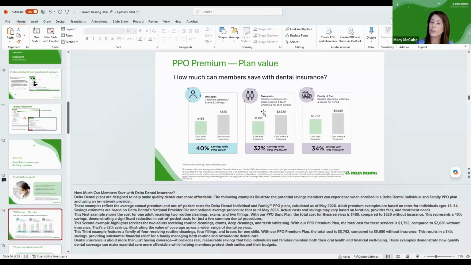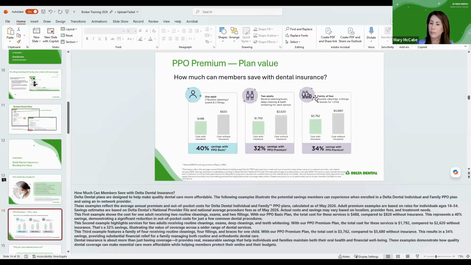The second example is 2 adults, routine cleanings, exam, deep cleaning, teeth whitening for each person. The cost with insurance is $1,792 compared to $2,620 without insurance. So it's a 32% savings with the PPO premium. Sorry, the first one was on the basic plan. The second one's the premium plan.